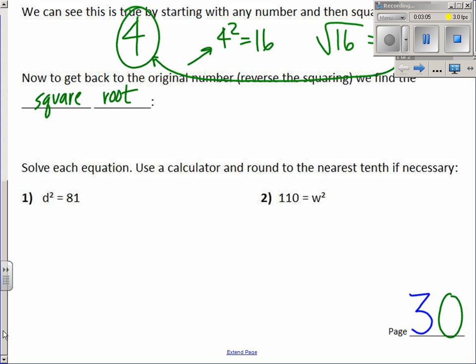We have d squared equals 81, and we need to get d by itself. It's being squared, so we want to take the square root of that. If we do that to one side, we have to do it to the other. So when you have d squared and you take the square root of it, you're left with d, and then the square root of 81 is 9.